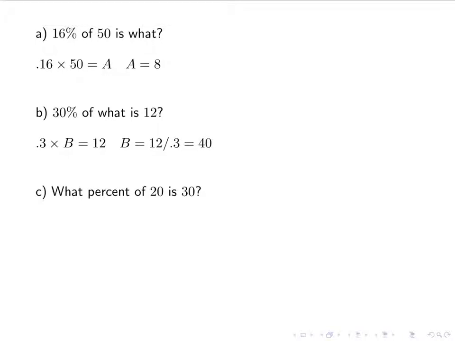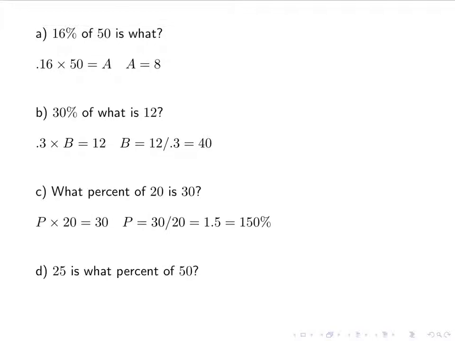C, what percent of 20 is 30? So what percent, that's going to be P, our unknown, of means multiplication, 20 is 20, is equals, and then 30 is 30. So P times 20 equals 30. To get P by itself, divide both sides by 20. And then P is 1.5, but remember the question is what percent? So P is given to us as a decimal. I want to put it back to a percent, so this is going backwards from what we did earlier. So instead of moving the decimal 2 places to the left, I want to move it 2 places to the right. So 1.5 becomes 150%.